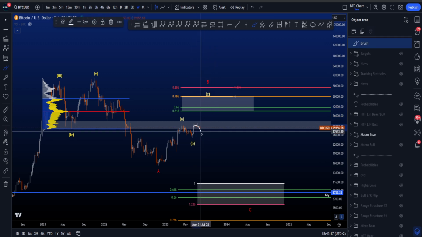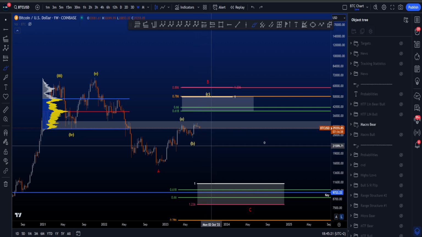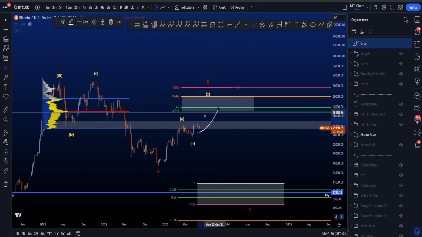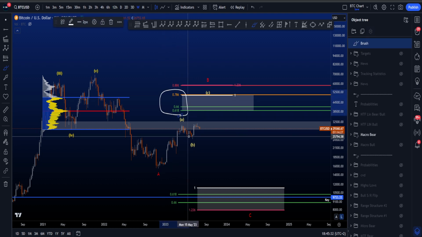Of course, if price moves to the downside, absolutely possible. We can move this B to the right side, but more about that in the high time frame scenarios coming up. But then we would be looking for a C towards the upside. And the most interesting resistance area for Bitcoin here is between the golden pocket and the 0.786.